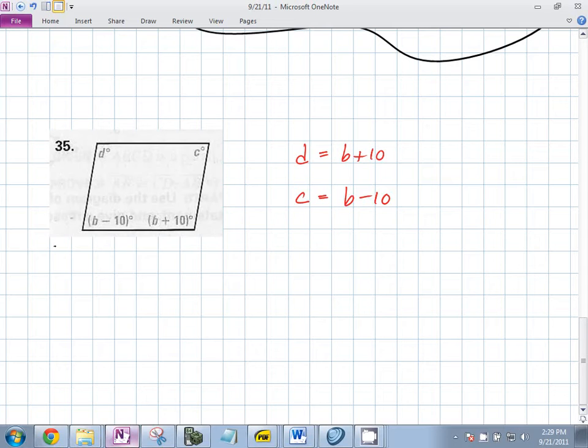Complementary. What does complementary mean? They add up to equal 90. Does this look like it? I mean, yeah. So that plus that is going to be what? 180. Right. So therefore, what else can we set up?